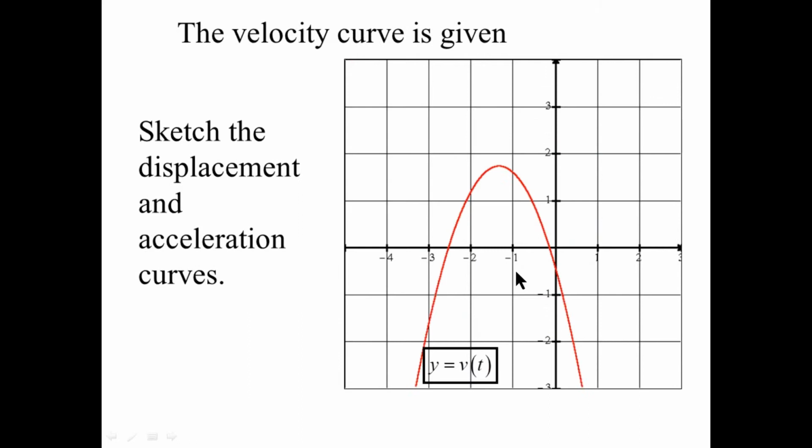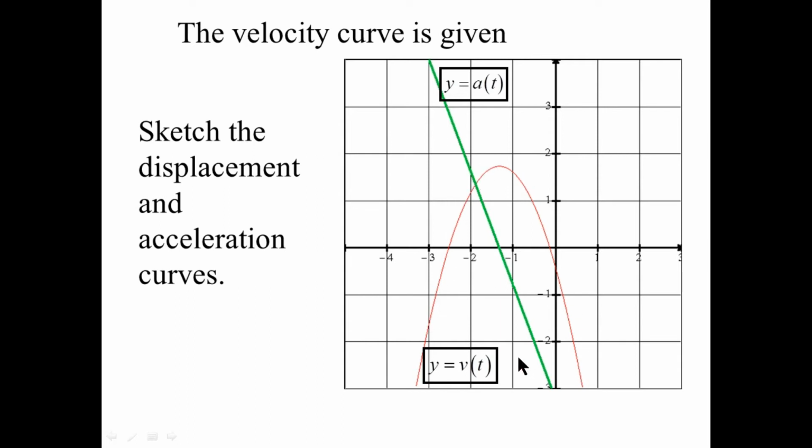One last example, the velocity curve is given. So in this case, the velocity is given, not the displacement function. It says sketch the displacement function and the acceleration. Well, if this is the velocity, the acceleration must be the derivative of velocity. And so it must have a 0 where this has a horizontal tangent. So it must have a 0 right about there, and it must slope down because this is a downward-facing parabola. So this is a reasonable sketch of y equals a of t, taken straight from the velocity function.